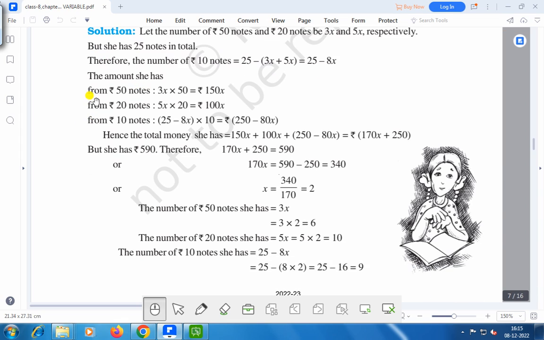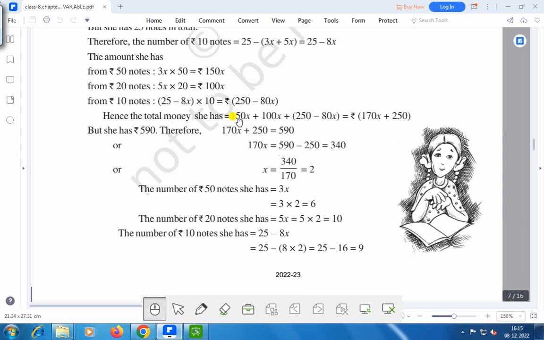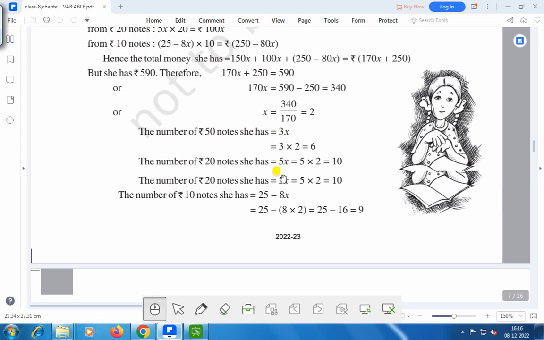The amount she has from rupees 50 notes, 3x into 50, that is 150x, and from rupees 20 notes, 5x into 20, that is 100x. And from 10 rupee notes, 25 minus 8x into 10, that is 250 minus 80x. Hence the total money she has is 150x plus 100x plus 250 minus 80x, equal to 170x plus 250, but she has 590 rupees. Therefore, 170x plus 250 is equal to 590, or x is equal to 2.